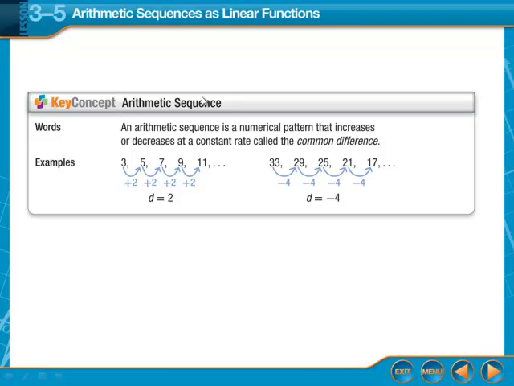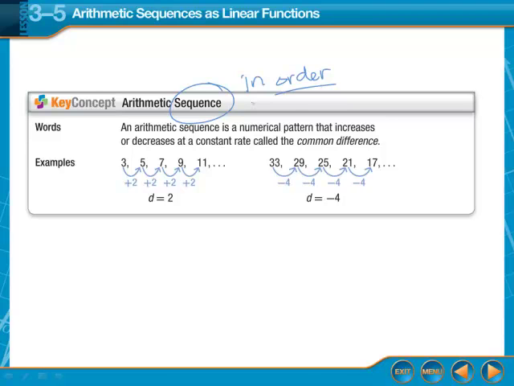Section 3.5, arithmetic sequence as linear functions. So we're going to take this one step further. We saw direct variation, now we're going to talk about arithmetic sequence. Key concept: what we're looking at here is a sequence, something that is in order.